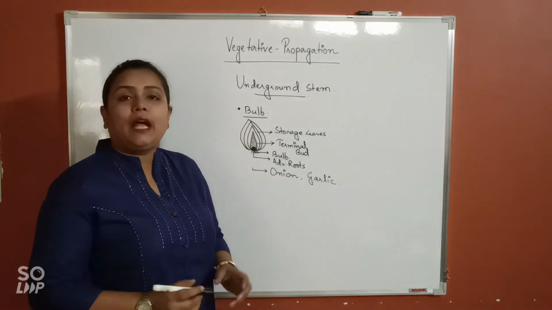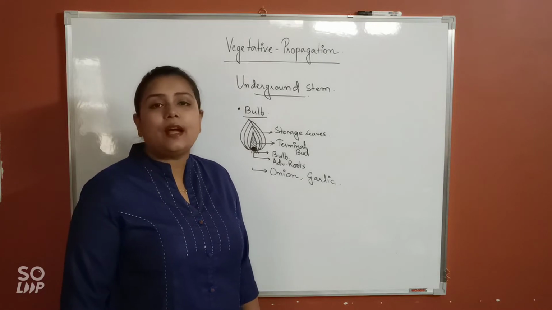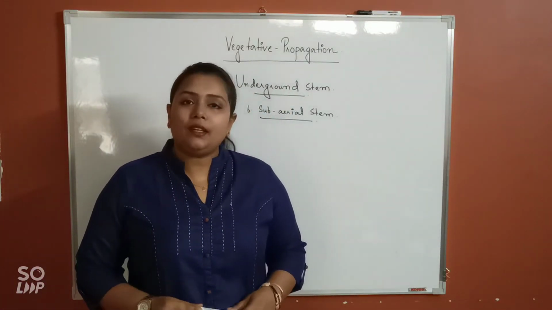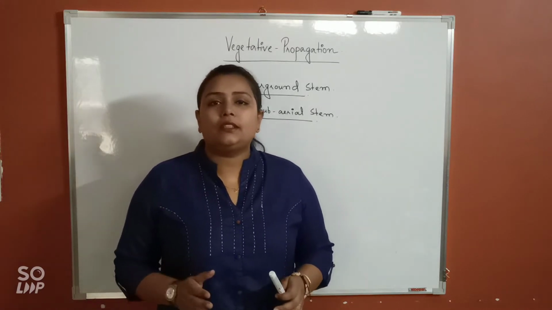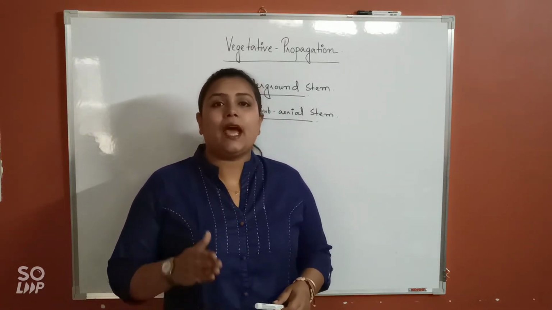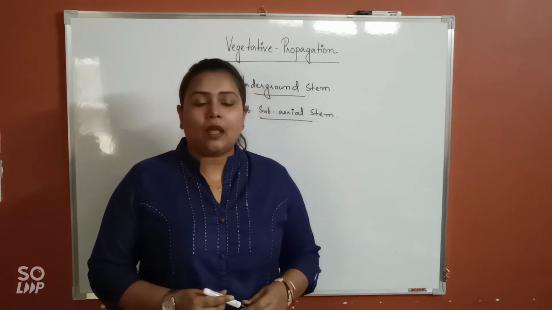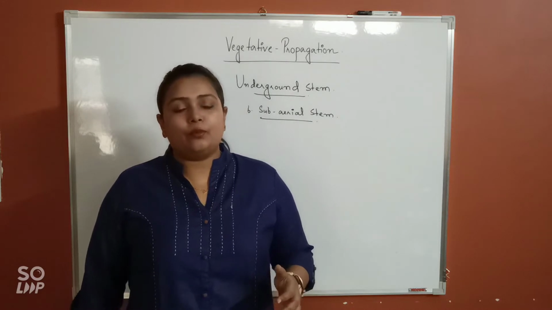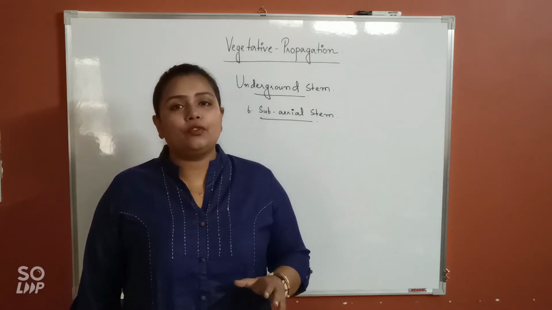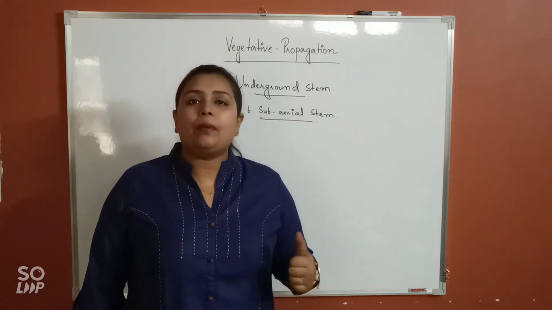Fine. So that is about the underground stem. Next we'll start with subaerial stem. So subaerial stems are certain weak stem. They are neither strong enough that they will stand upright, neither are they going to be remaining inside the soil. Rather, they are weak stem which will be trailing on the soil, and they will be taking the support of the ground to move. That's why we are calling them subaerial stem.